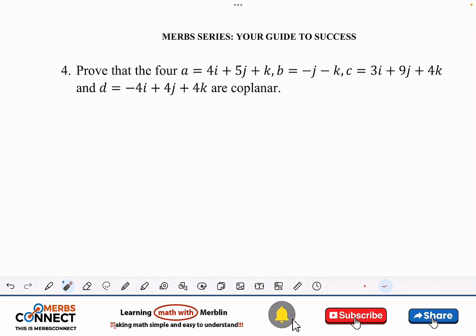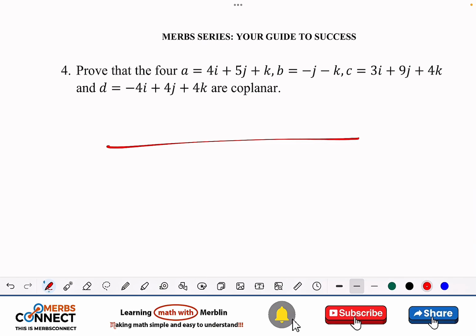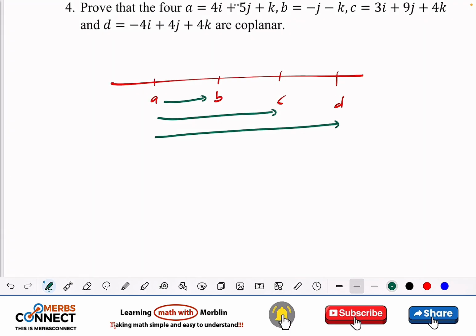Now let's look at question 4. Prove that vectors A, B, C, and D are coplanar. Another coplanar question again. What we just need to do is, we have 4 vectors, A, B, C, and D, as I draw it. We need to find the vector from A to B, and then from A to C, and from A to D. So basically, that's what we need to do.